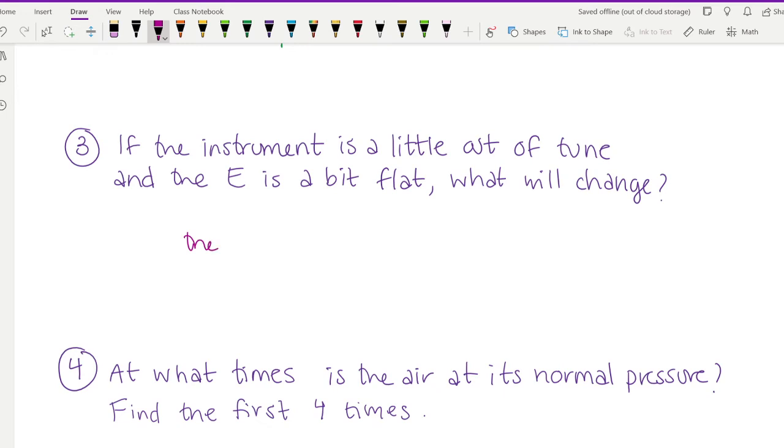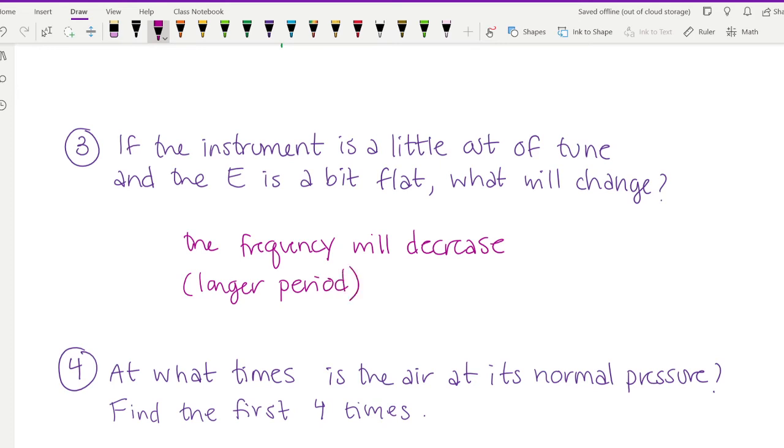So the frequency will decrease. The higher the frequency, the faster those waves are occurring, the higher the note. So if the note is a little bit lower than it should be, that means that frequency is going to be going down. And frequency decreasing is the same as having a longer period, right? Because the longer it takes to go through a cycle, the fewer cycles will happen per time unit.